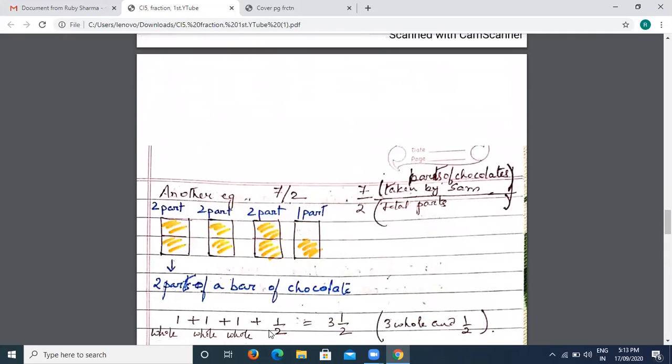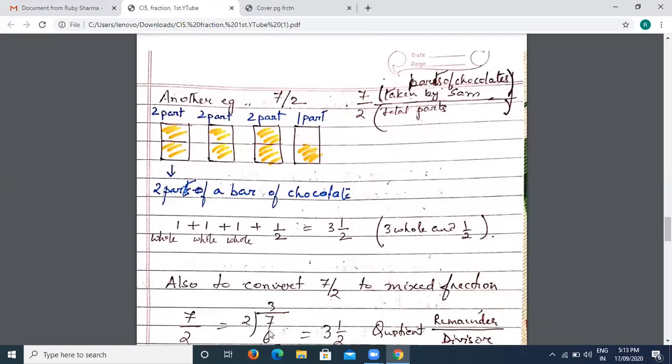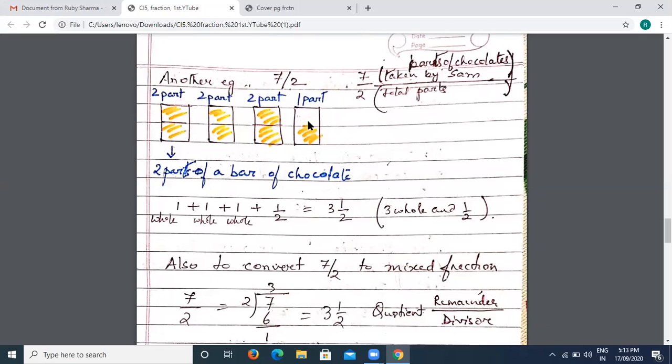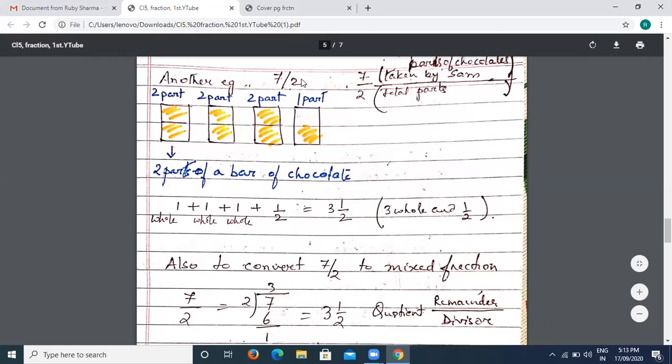Now here is another example I have drawn for you. Say 7 by 2. Now for 7 by 2, the total parts one object is divided into is 2.